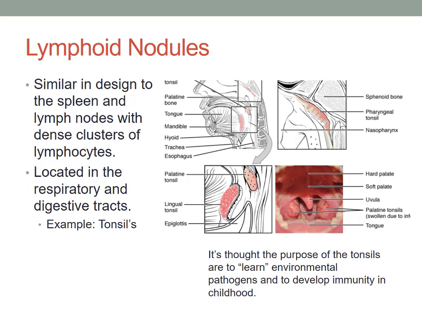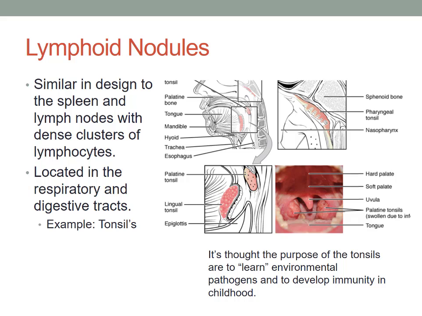There are lymphoid nodules. These are similar in design to the spleen and lymph nodes, with dense clusters of lymphocytes. However, they're located in the respiratory and digestive tract. One example of lymphoid nodules is your tonsils.